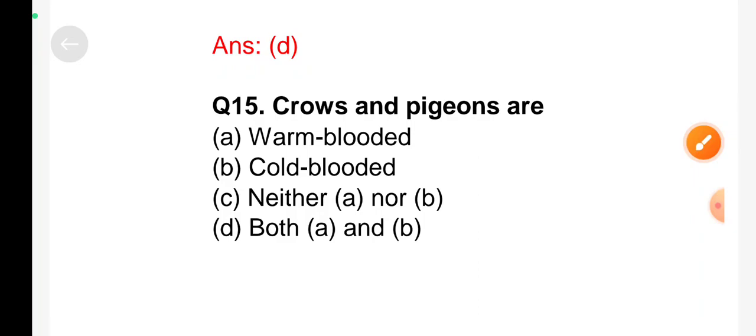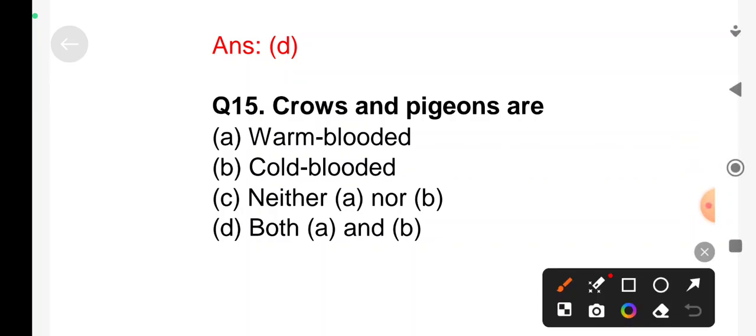Crows and pigeons are option A, warm-blooded, option B, cold-blooded, option C, neither A nor B, option D, both A and B. Right answer is option A.